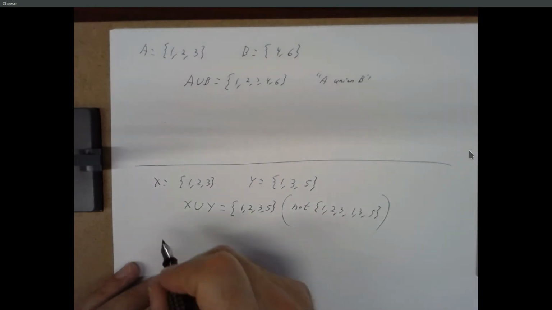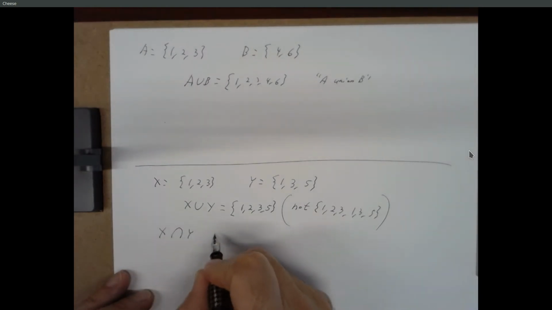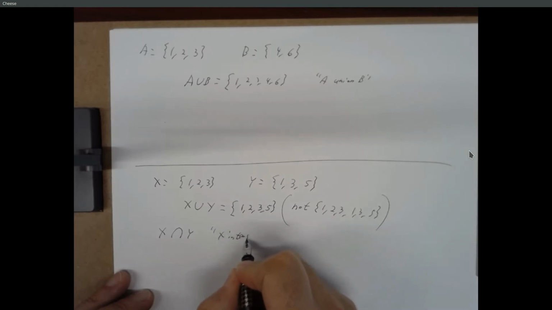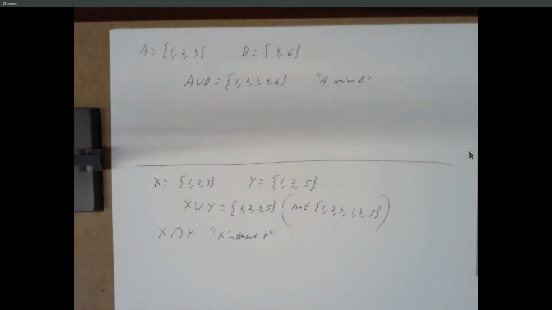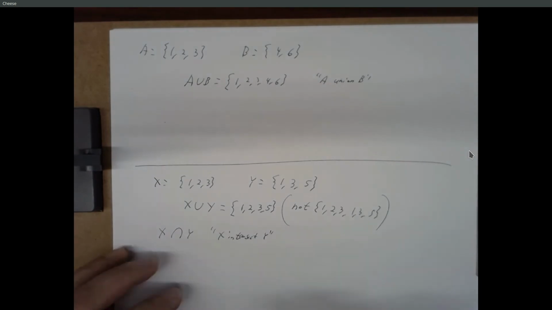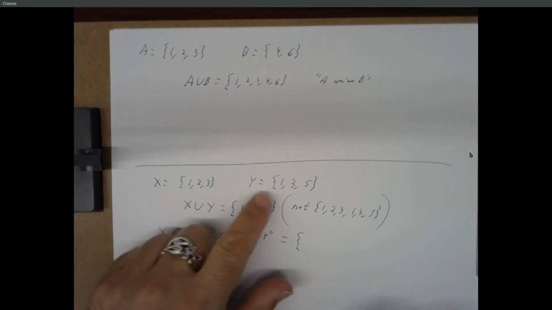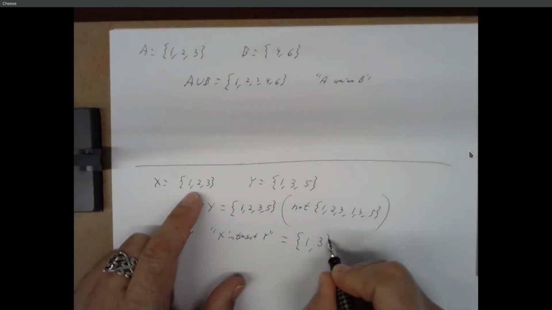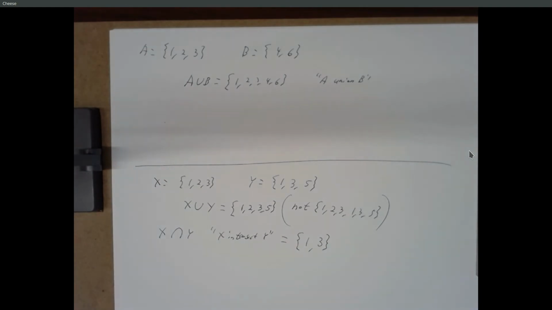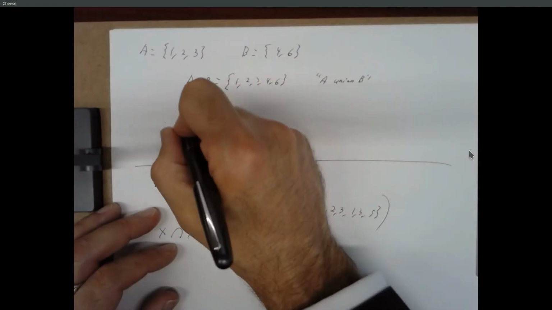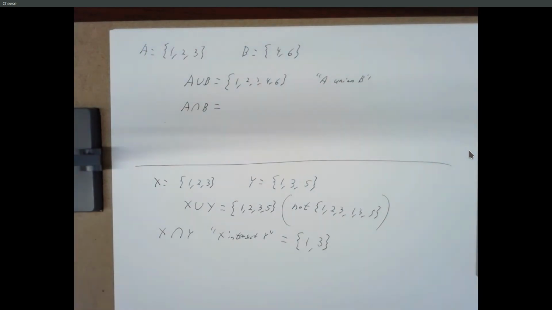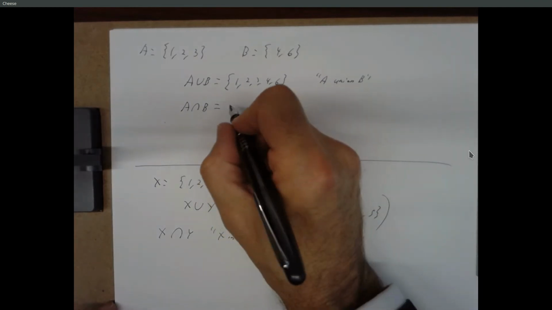All right, we can define an intersection. X intersect Y, or the intersection of X and Y. And that's the set of all things that are in both X and Y. So X and Y both contain a 1, and they both contain a 3. So that's what the intersection is. So what's the intersection of A and B? Elements that are in both. Well, there are no elements that are in both. So that is going to be the empty set.